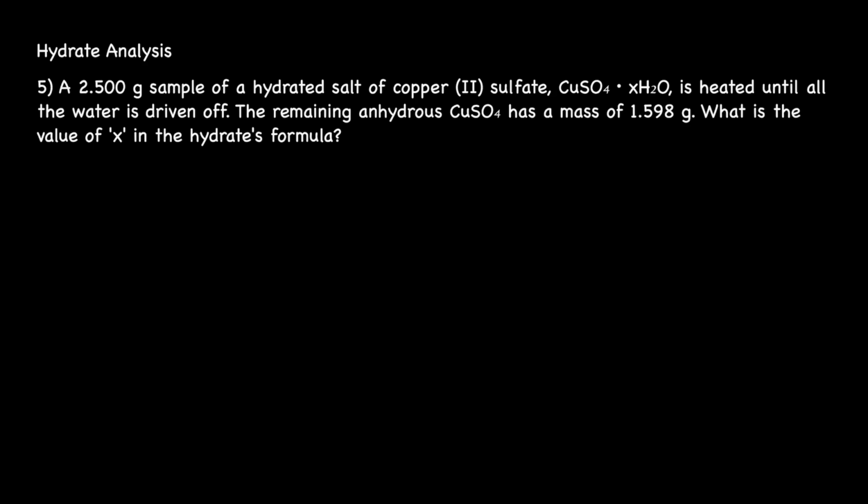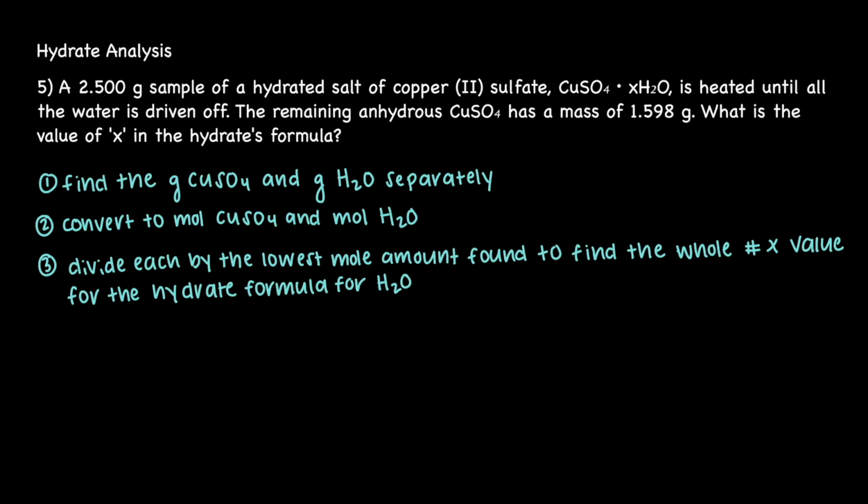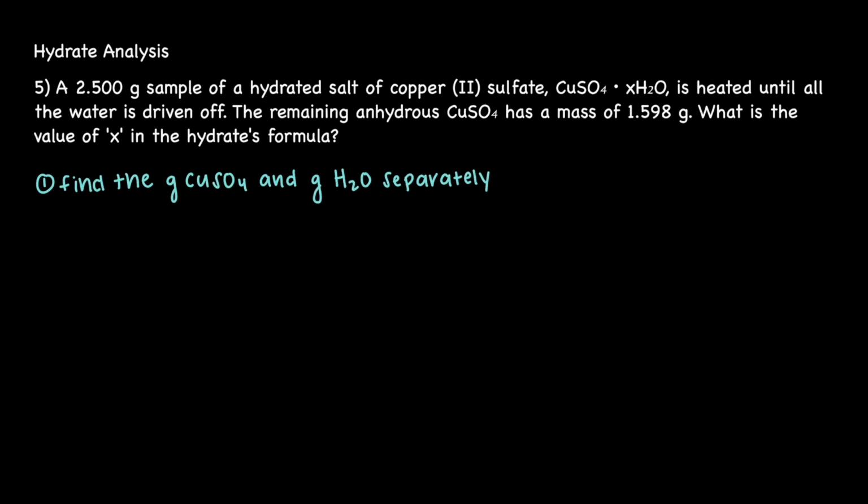To solve for the hydrate formula and the unknown amount of water present in the hydrate, we have to first find the grams of copper 2-sulfate and the grams of water separately, convert to moles of copper 2-sulfate and moles of water, and then divide each by the lowest mole amount found to find the whole number X value for the hydrate formula for H2O. First, we are going to find grams of copper 2-sulfate and grams of water separately.